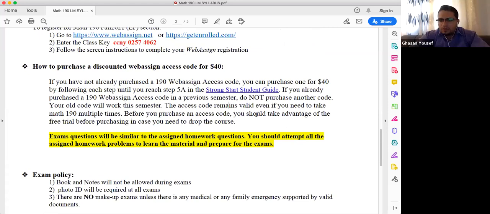So we have to pay for the WebAssign? Yes, you have to pay, because they give you around 2 weeks or 3 weeks for free. Then after that, WebAssign will lock you out and ask you to pay, Eric. I answered your question, Eric.